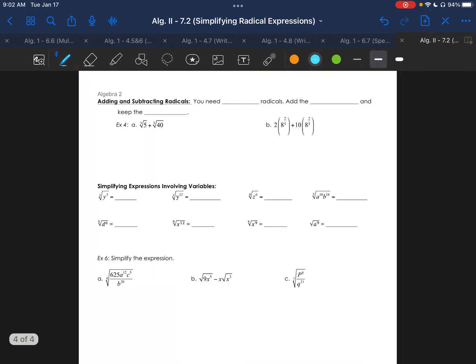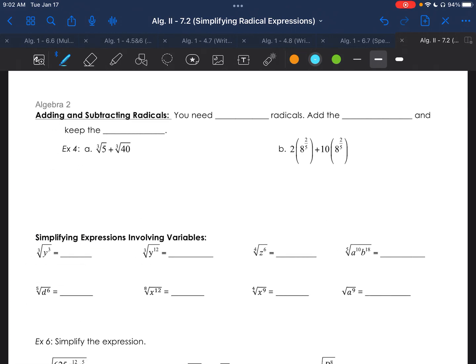All right, now what happens when we add and subtract radicals? Just like before when we added and subtracted square roots, same principles, except now we're going to have other roots. So you need like radicals, so the same number underneath the radical, the same radicand, if you will, and you add the outsides and keep the inside the same. Sort of like when you have 2x plus 3x, you call it 5x, but not 5x squared.